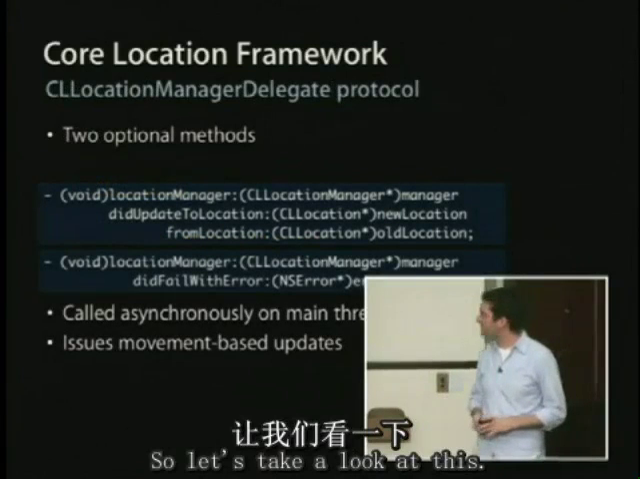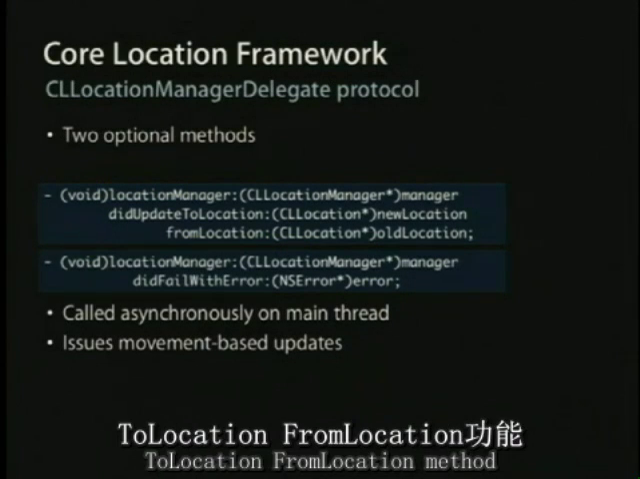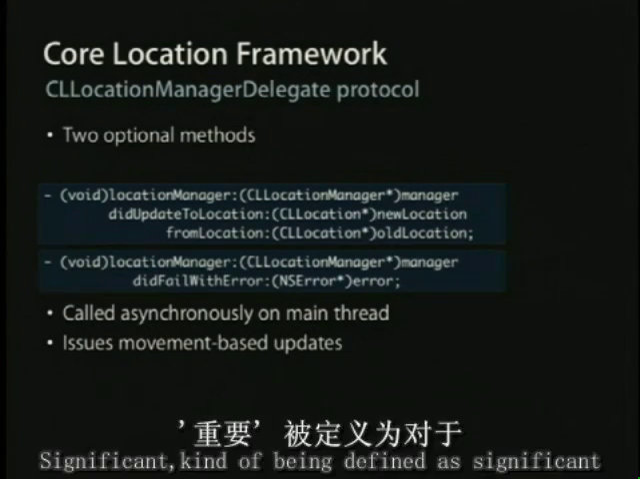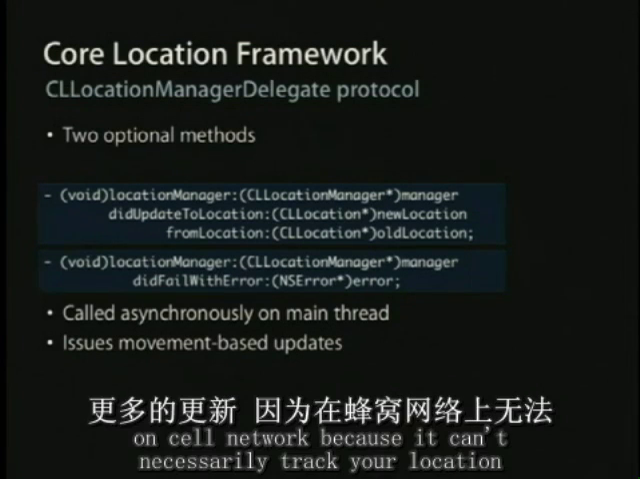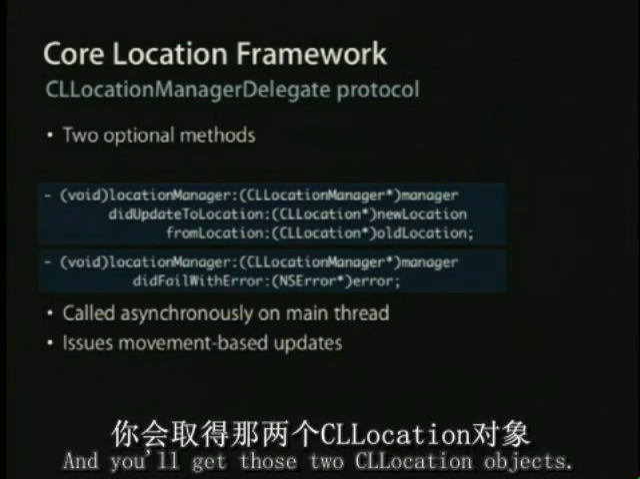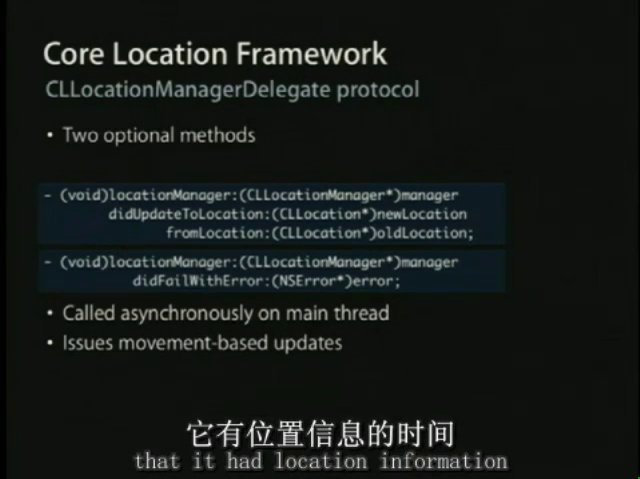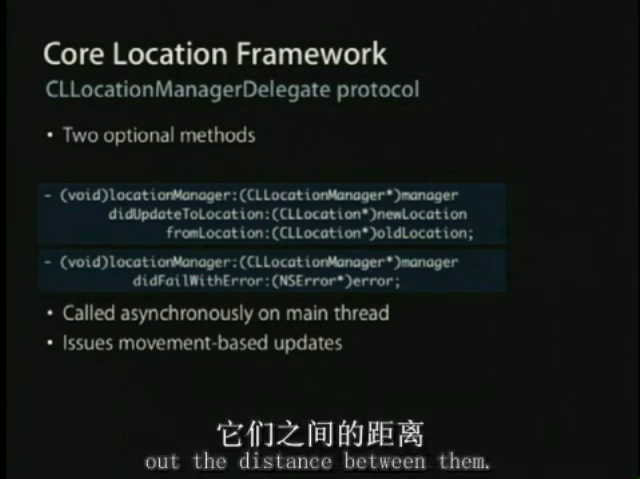So let's take a look at this. There are two optional methods on that delegate protocol. There's the locationManager:didUpdateToLocation:fromLocation: method, which will be called when a significant change has occurred in the user's location. Significant is defined for the particular source type it's currently using. So you'll get updates more often on GPS than on the cell network, because it can't track your location as effectively or accurately on the cell network. And you'll get two CLLocation objects. The new location will be time-stamped for the current time, the old location for the last time that it had location information, so you can tell how long it's been since the last notification, and you can figure out the distance between them.